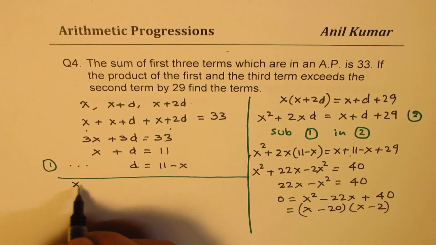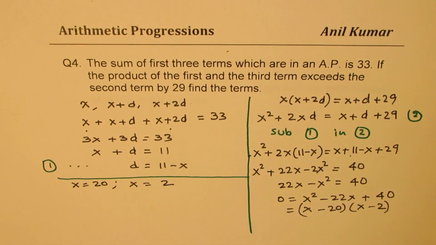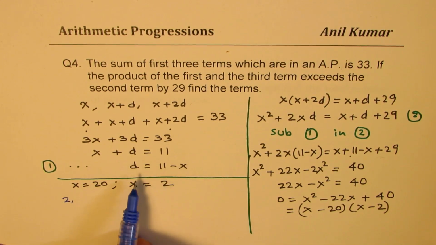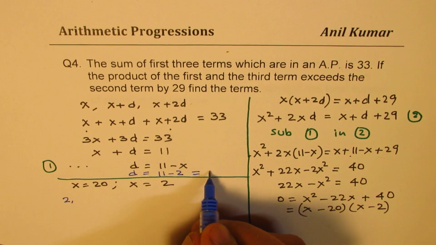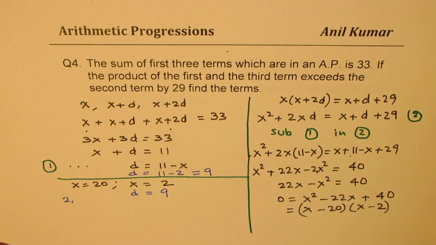So one possible value is x equals 20, the other value is x equals 2. So these are two possible values, for which the condition is as shown here. So if I write 2 as my value of x, what do I get? So if x equals 2, the first three terms will be 2 and the value of d. Let's find the value of d also. If x is 2, then d equals 11 minus 2, which is 9, right? So for x equals 2, d equals 9, correct?